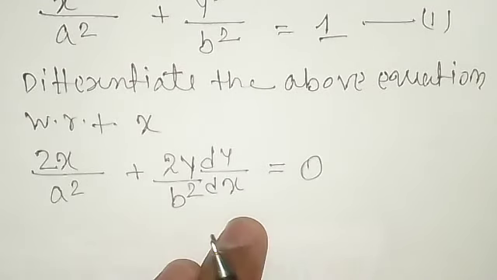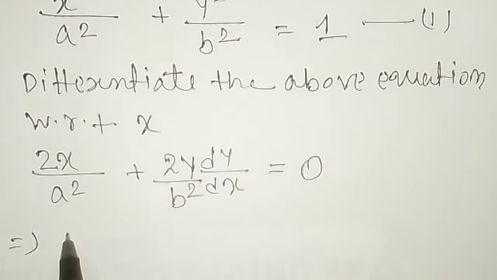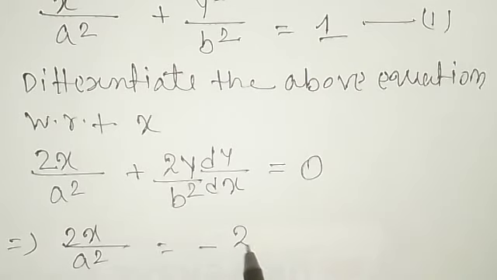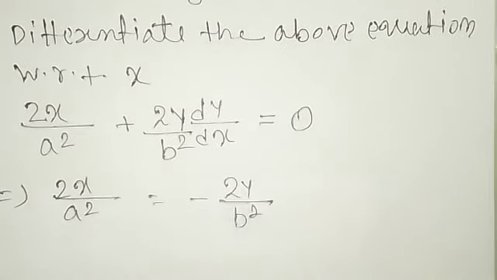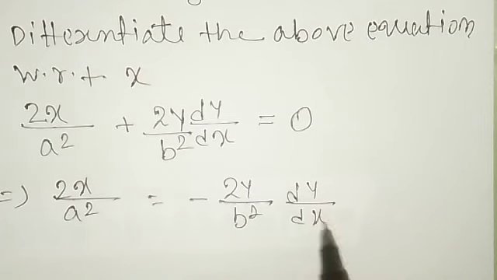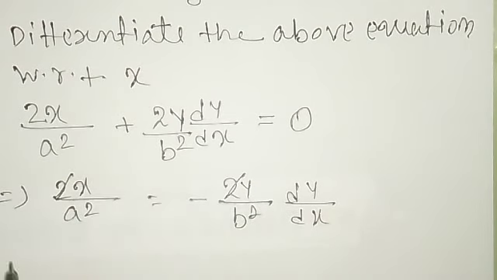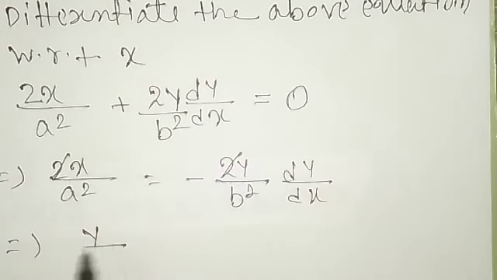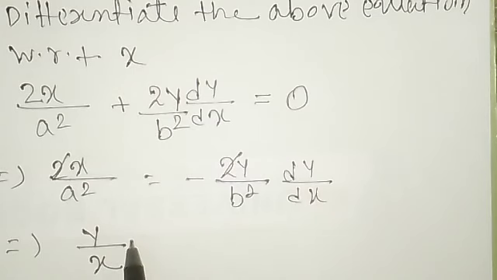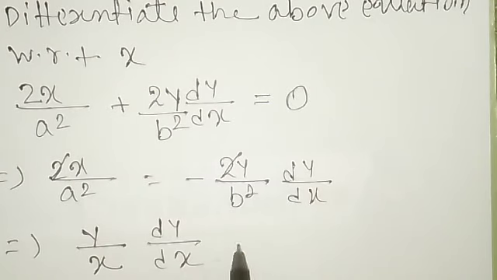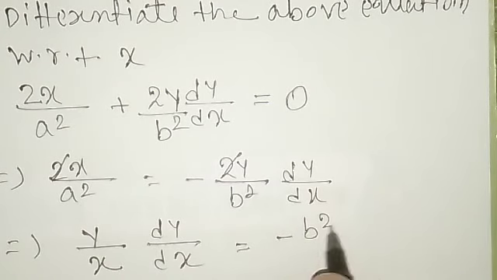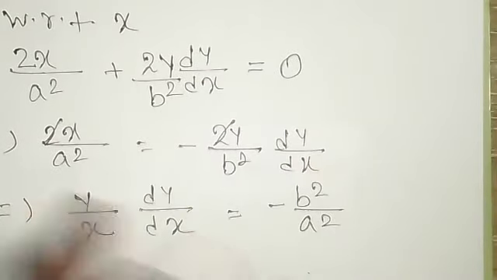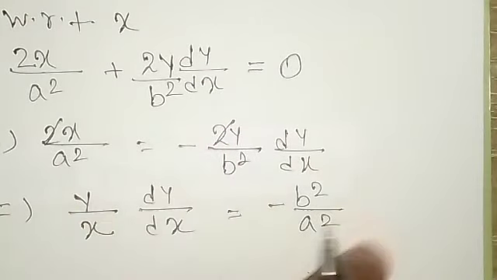Now again we can simplify this. You can write it like this: 2x by a square is equal to minus 2y by b square into dy by dx. The 2 will get cancelled. So on simplification, when you rearrange this equation, it will become y by x into dy by dx is equal to minus b square by a square. On rearranging, the above equation will be in this form.